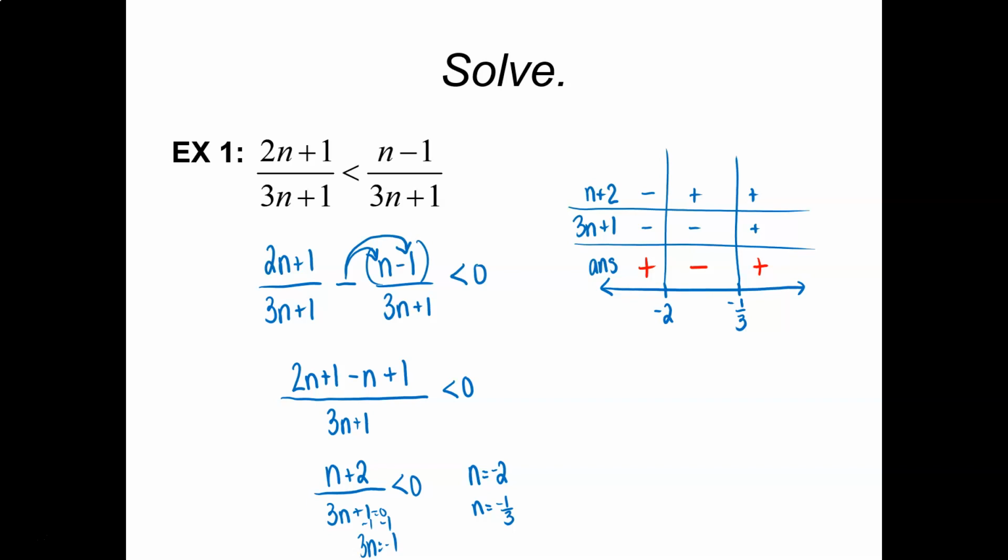Okay, so which ones are our answers for this one? Positives or negatives? Negatives, because we've got less than 0, so negative, which means just this section right here. You don't have an or equal to sign, so it is parentheses negative 2 to negative 1/3. Okay. Questions?